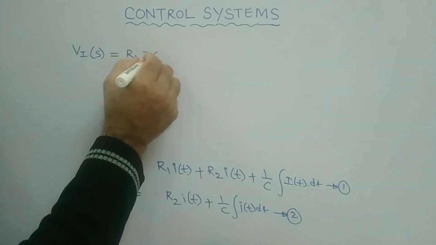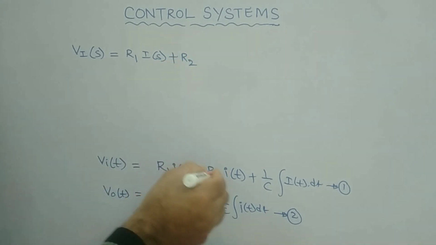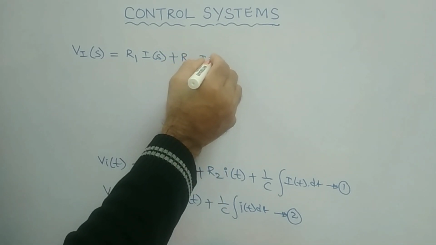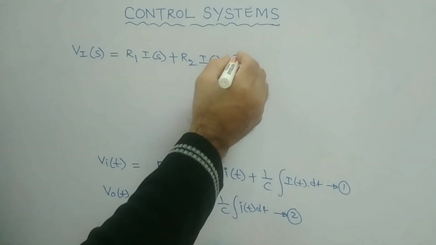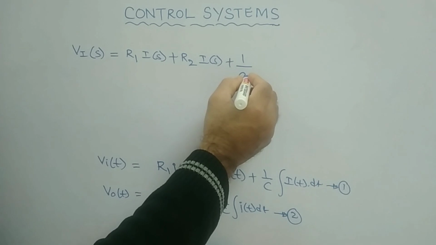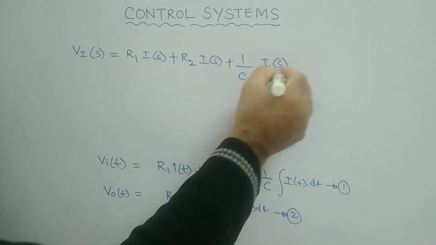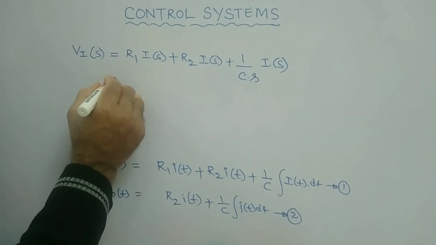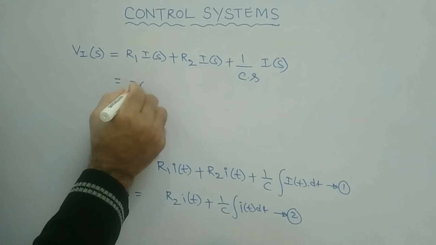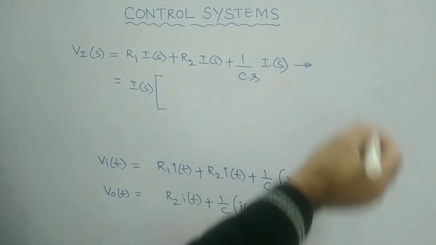It is I of s. I of t becomes I of s, and here again R2 will be the same. Your I of t becomes again I of s here, plus 1 by c. As you have one integration, then one s will become the numerator. This is I of s. If you further simplify here, take I of s as common in this particular expression and call it equation number 3.